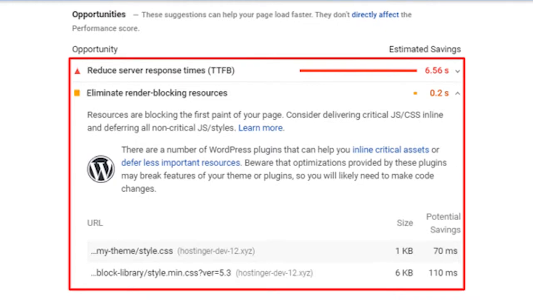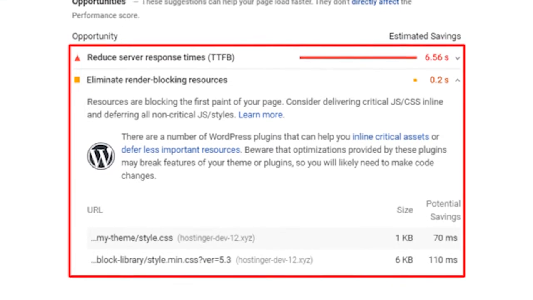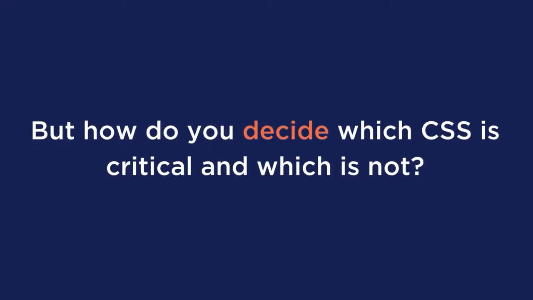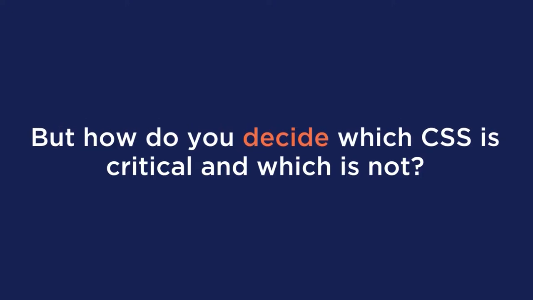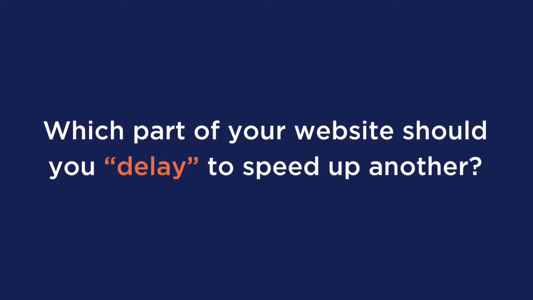When running a performance audit on Google PageSpeed Insights, you'll find that Google recommends you to eliminate render blocking resources almost every time, meaning that you should always load your critical CSS and JavaScript in priority. But how do you decide which CSS is critical and which is not? Which part of your website should you delay to speed up another? Well, luckily for you, that's what we're going to dive into in today's video.